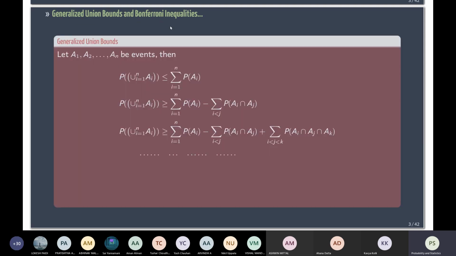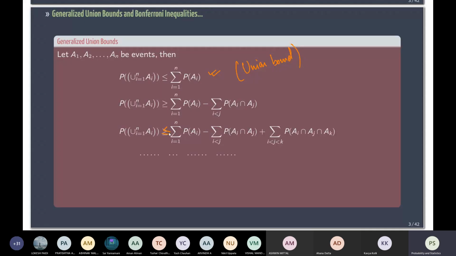Now there is something called the generalized union bound, or the so-called Bonferroni inequalities, with an Italian name. Let A_1, A_2, up to A_n be events. Then the first one is fine. This is the union bound that we have seen before. In the second one, you see the inequality changed. This was less than or equal to, and now it became greater than or equal to. What changed here? I added the second term now. If I add the second term, then the inequality changes. If I add the third term, then the inequality should change again.